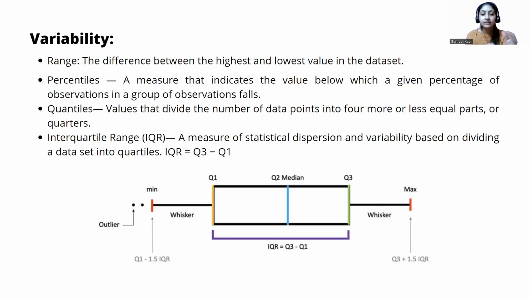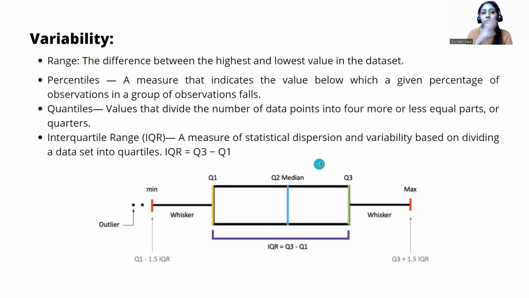So the formula for the interquartile range is that the first quartile is subtracted from the third quartile. If we have a data set, it gets divided into three quartiles, right? And the first quartile is subtracted from the third quartile. So IQR is equal to Q3 minus Q1.